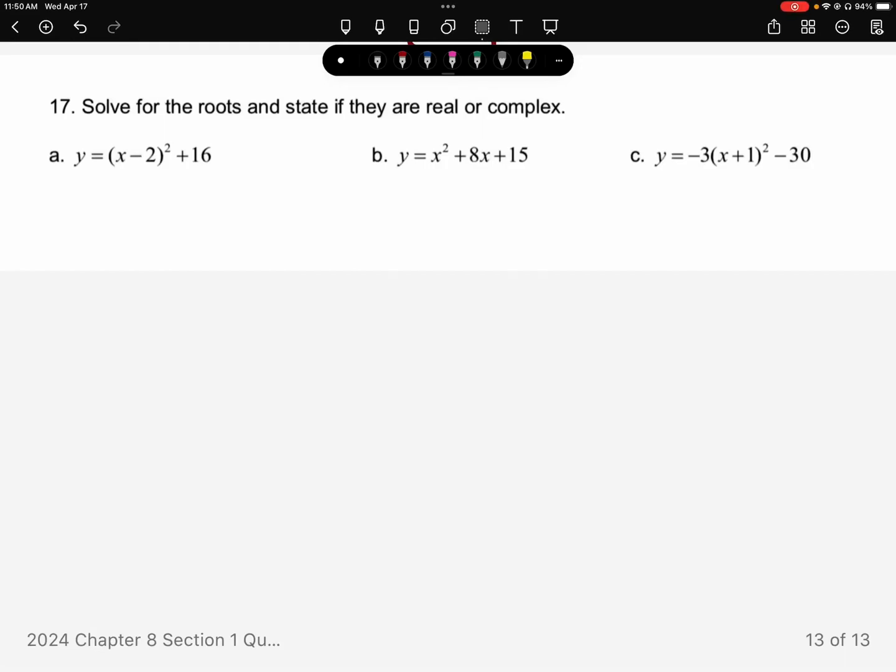This video is for number 17 of the Chapter 8, Section 1 practice packet. Solve for the roots and state if they are real or complex. There are multiple ways to do each of these problems.